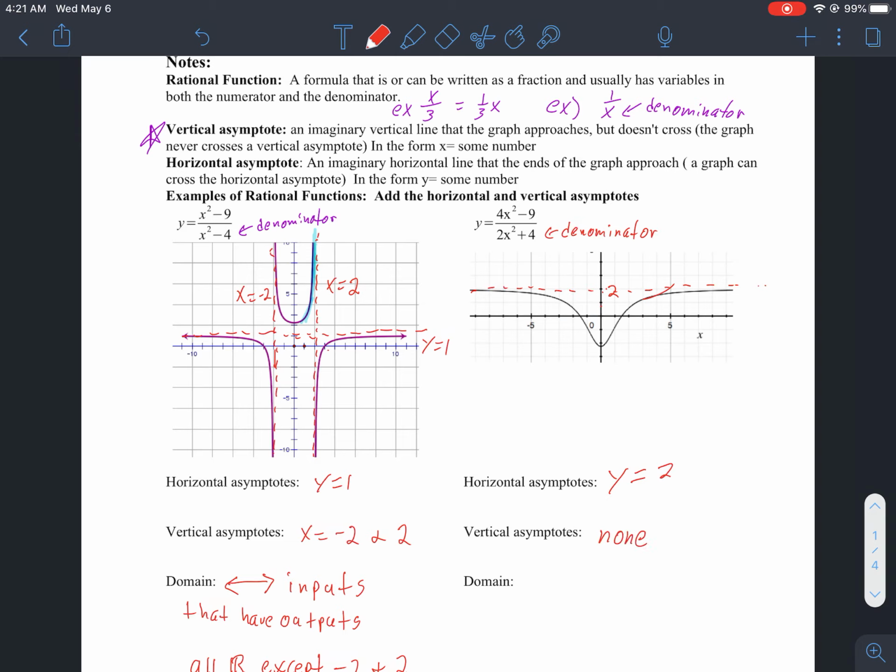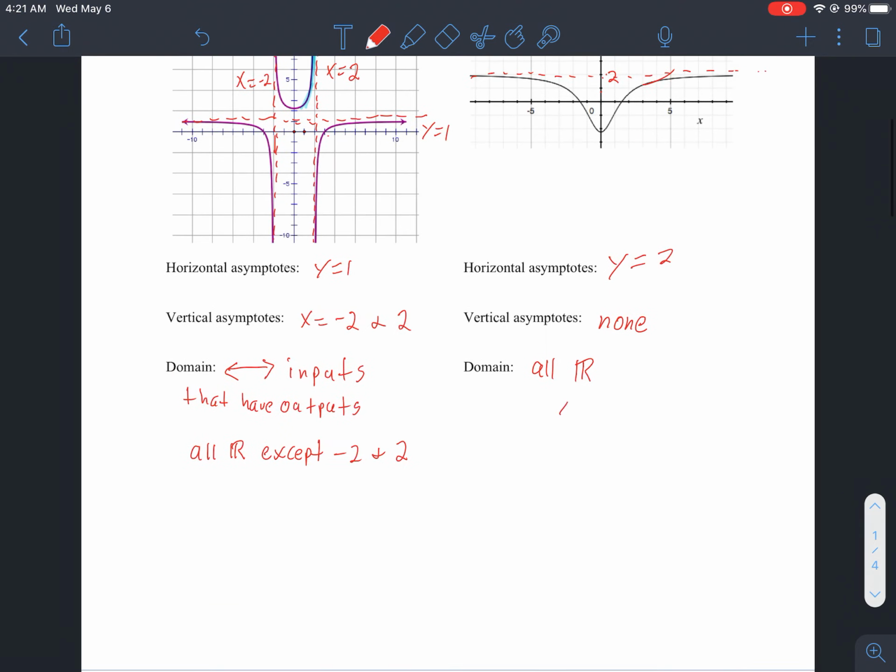And the domain, since there's no vertical asymptote, the domain is all real numbers. So that symbol stands for the real numbers. Basically, we're not worrying about imaginary numbers right now.